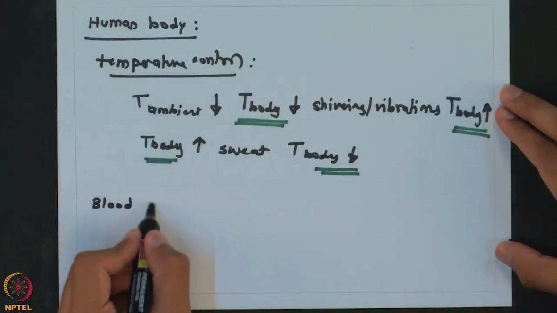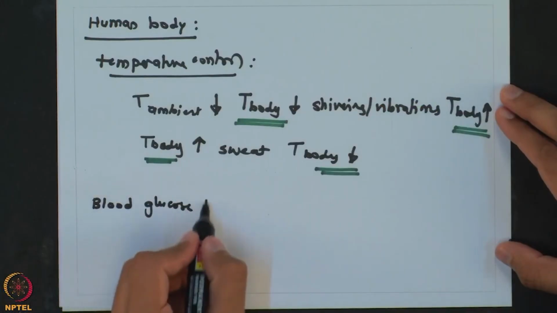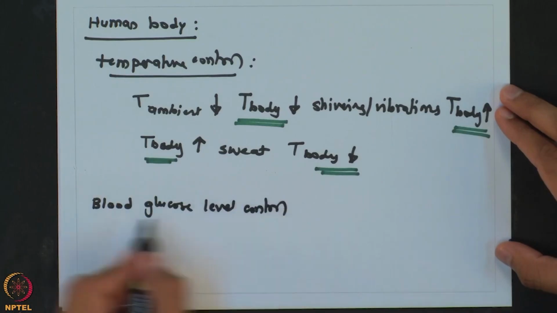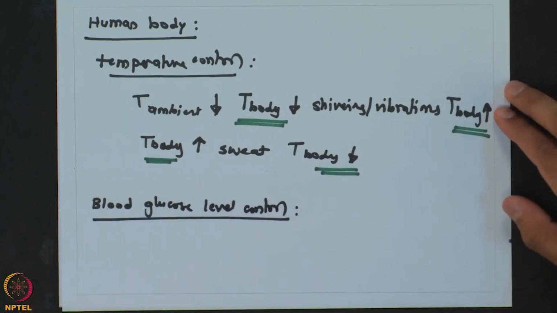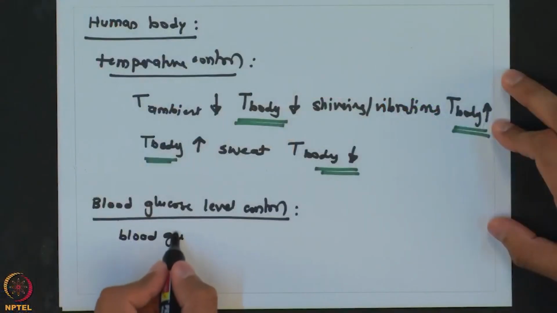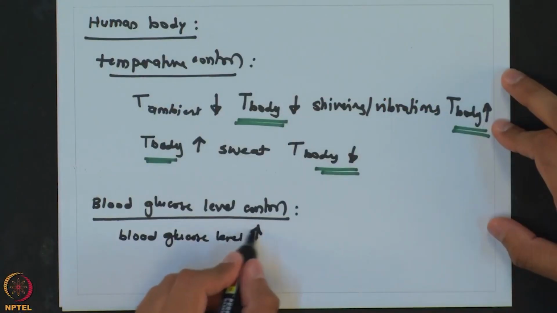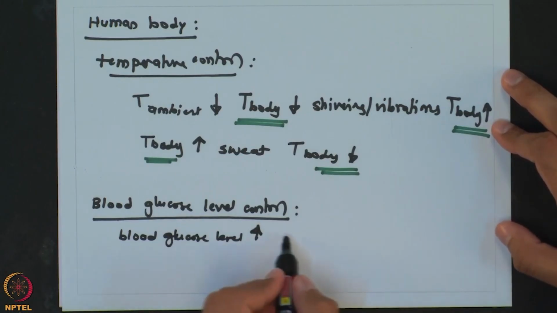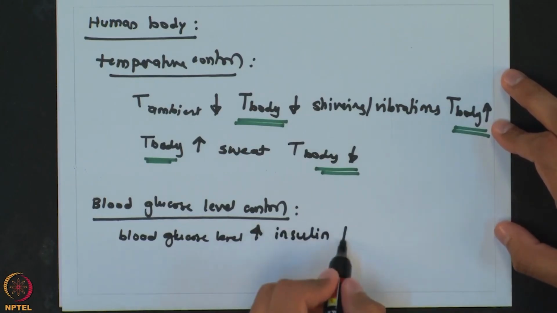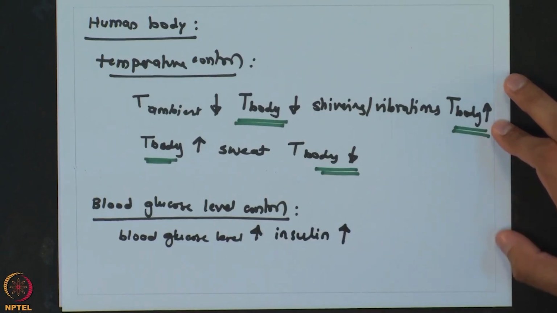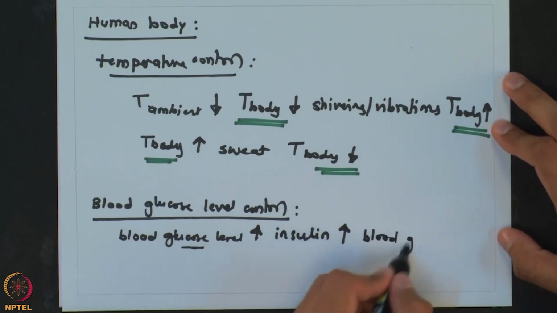The other case, again very common, is blood glucose level control. Whenever we eat carbohydrates, they get converted into glucose, and then the blood glucose level goes up. Whenever the blood glucose level goes up, our pancreas secretes a hormone known as insulin. So the secretion of insulin increases, and that helps you digest this glucose, and because of that the blood glucose level goes down.